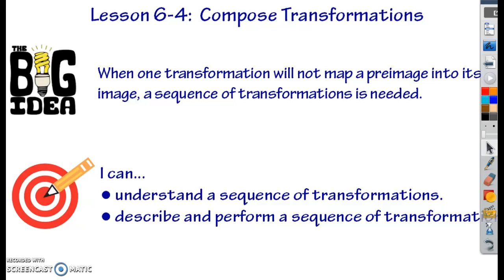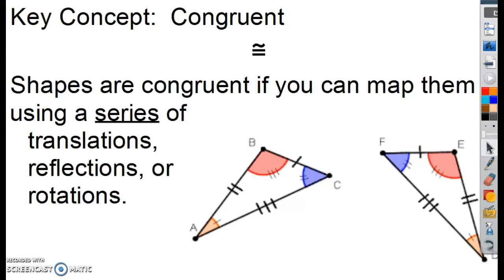Lesson 6-4. In this lesson, you will learn to compose a series of transformations. Remember, the main idea here is that we are finding if two shapes are congruent. You will see that this is the symbol for congruent. It is an equal sign with the little squiggly on top. And shapes are congruent if you can map them using a series of translations, reflections, or rotations.